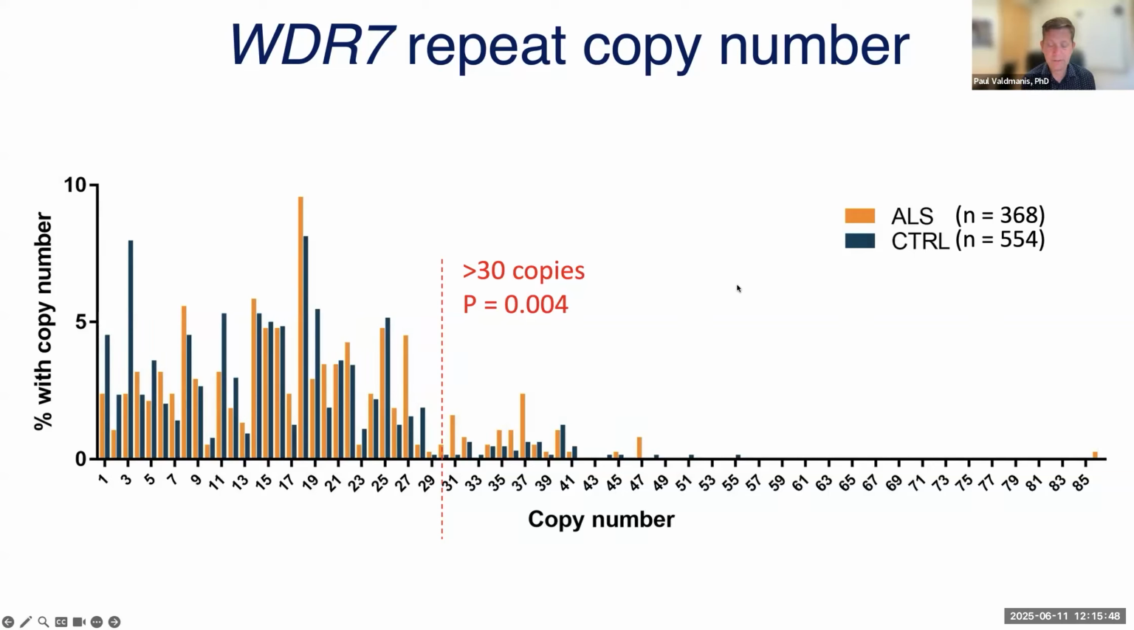These were from populations from Answer ALS, as well as from Quebec, Canada. And we can see that individuals with ALS were biased towards this larger repeat copy, including one individual that had 86 copies of this repeat. This is a woman with sporadic ALS that developed it at the age of 72.